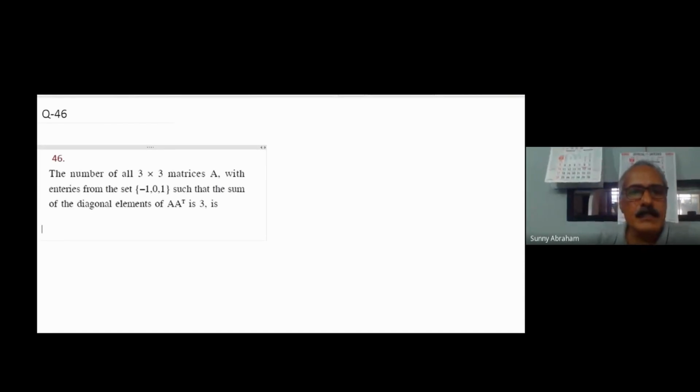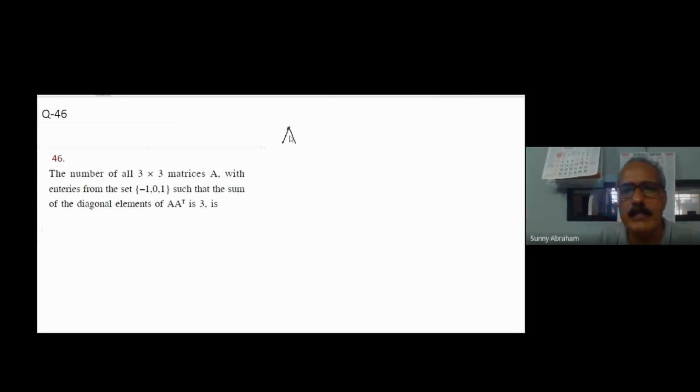Let us discuss this question. The number of all 3 by 3 matrices A with entries from the set {-1, 0, 1}, that is, the elements must be -1, 0, or 1, such that the sum of the diagonal elements of A into A transpose is 3. The sum of the leading diagonal elements is called the trace of the matrix.